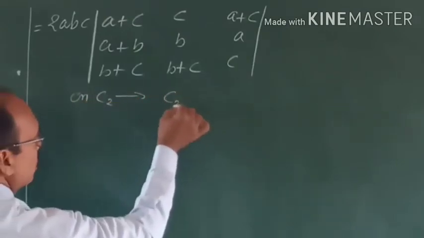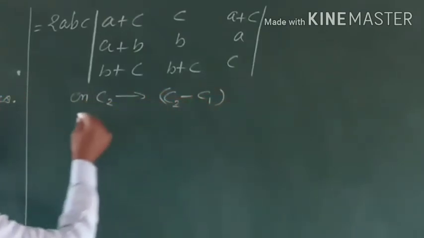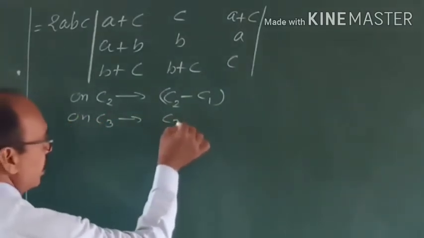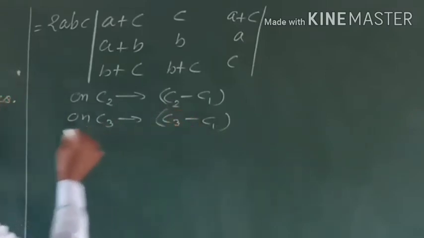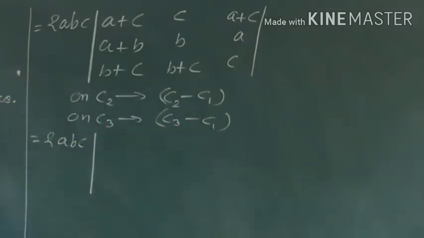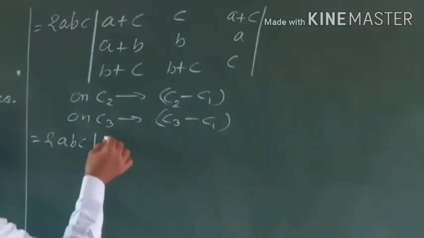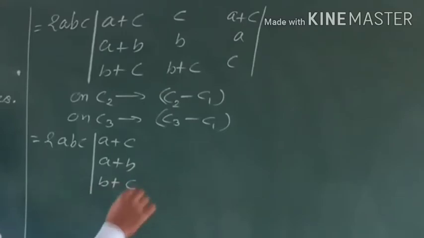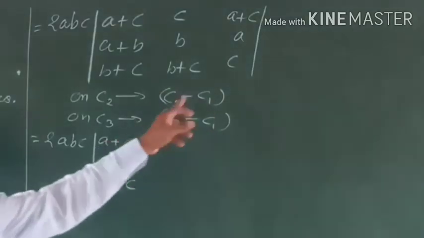Apply C2 minus C1, and on C3 apply C3 minus C1. So 2 times ABC is still as it is. First column: A plus C, A plus B, and B plus C are still as they are. Now C2 minus C1.